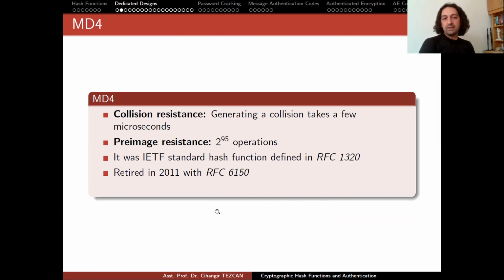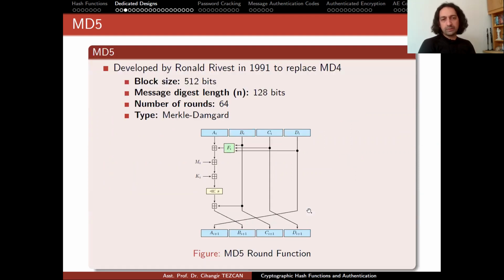This was an IETF standard hash function defined in this RFC. It was retired in 2011, which is a very late date, but it is now replaced with this RFC. But the thing is that it influenced later designs: MD5, SHA-1, or RIPEMD. So let's move on to MD5 and see the difference between MD4 and MD5.